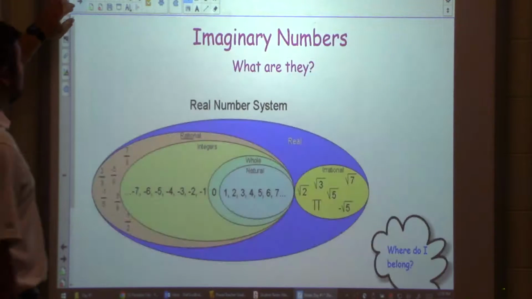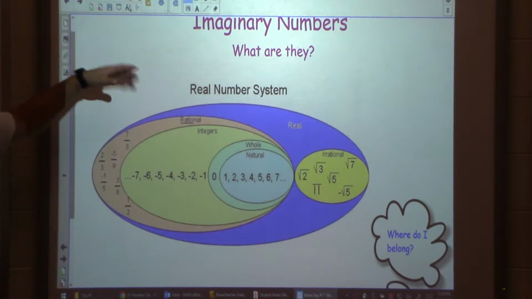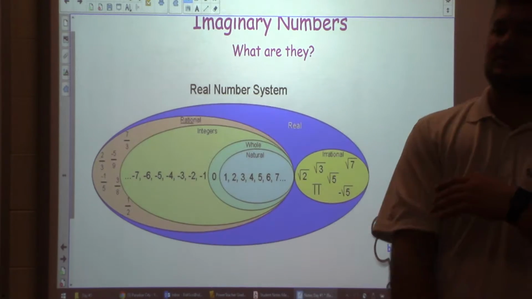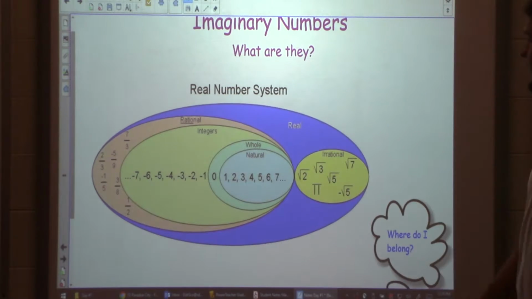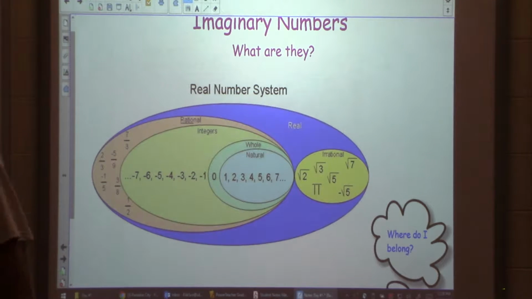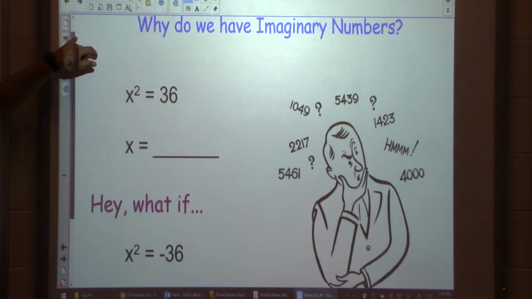So, those are imaginary numbers. Like I said, where do they fit in our real number system? They don't. Our real numbers comprise rational, irrational, integers, whole numbers, natural numbers. All those numbers fit inside the real number system. Imaginary numbers don't fit in there. So we are going to learn about them though. Why do we have them?